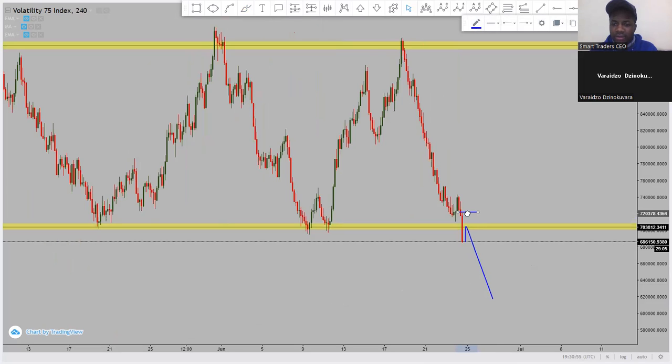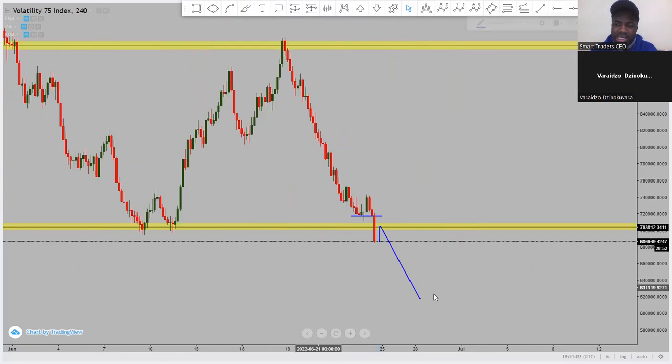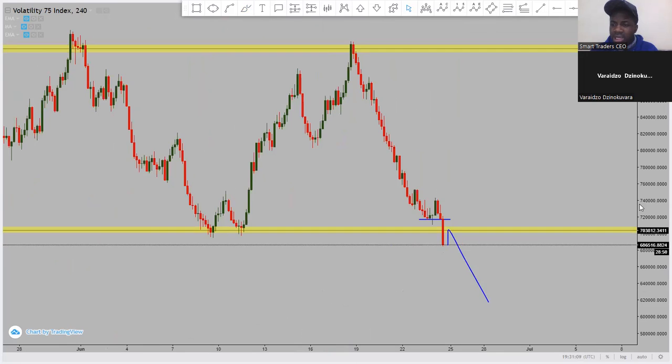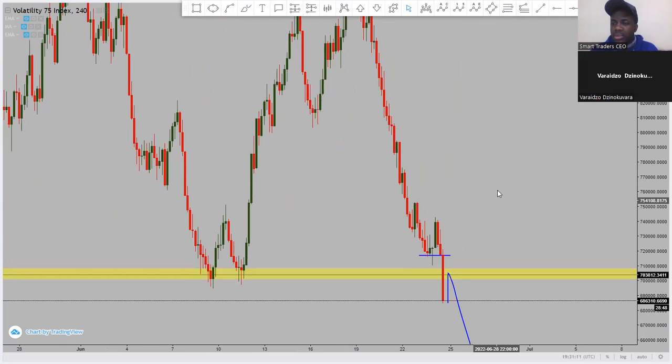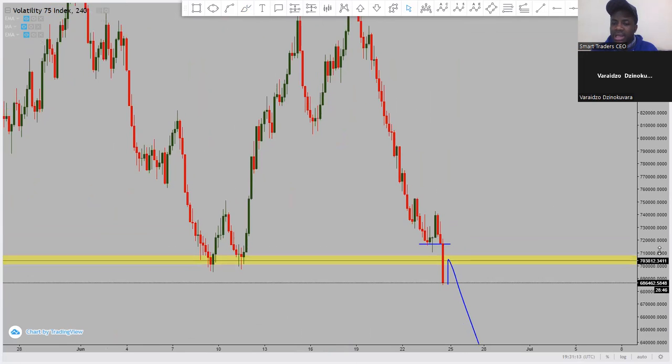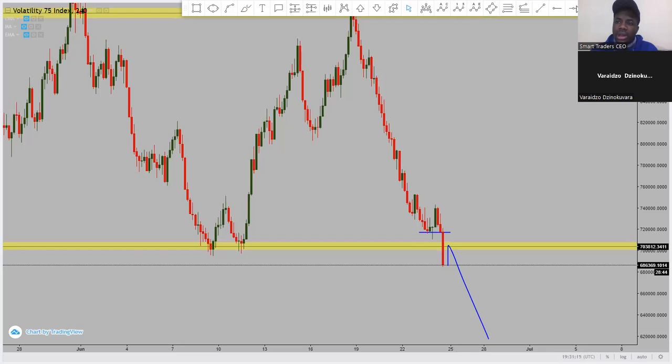Someone who entered earlier could have entered after the break of this lower low. So if you check now, even on 4-hour, why am I saying since morning we didn't get any bullish confirmation to say that the market is now bullish? It is because of this, right? This is a lower high, right?